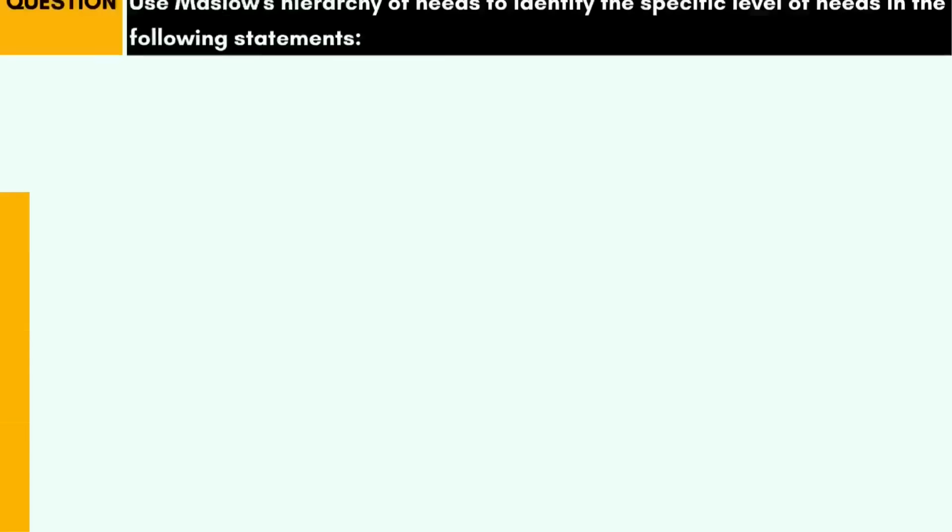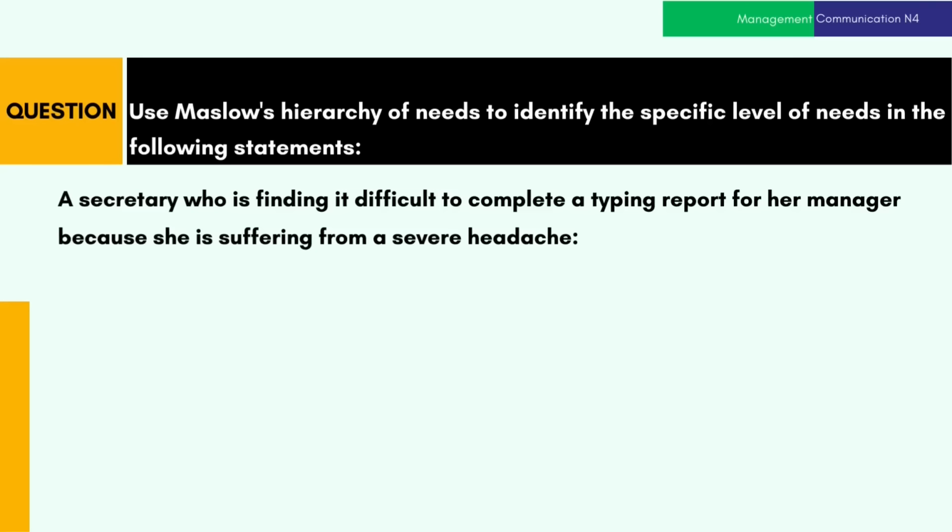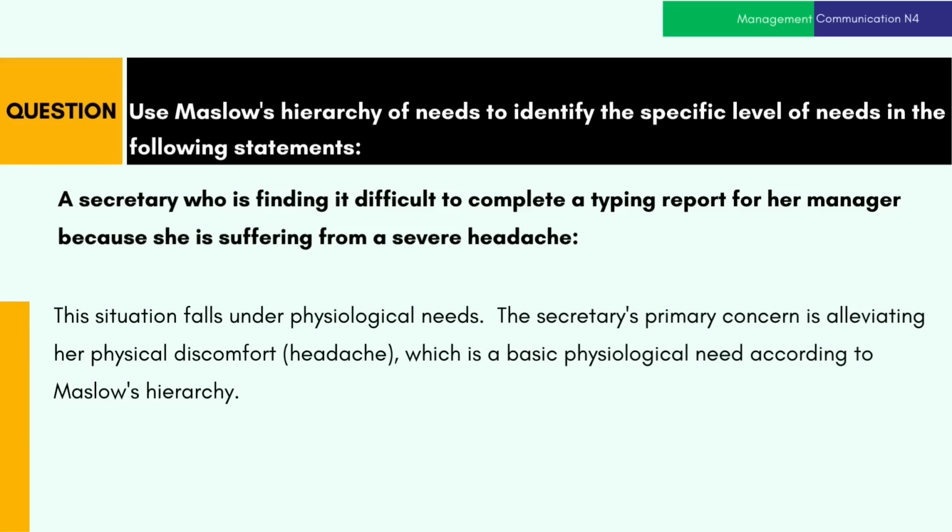Use Maslow's hierarchy of needs to identify the specific level of needs in the following statements. Point 1. A secretary, who is finding it difficult to complete a typing report for her manager because she is suffering from a severe headache. This situation falls under physiological needs. The secretary's primary concern is alleviating her physical discomfort, headache, which is a basic physiological need according to Maslow's hierarchy.